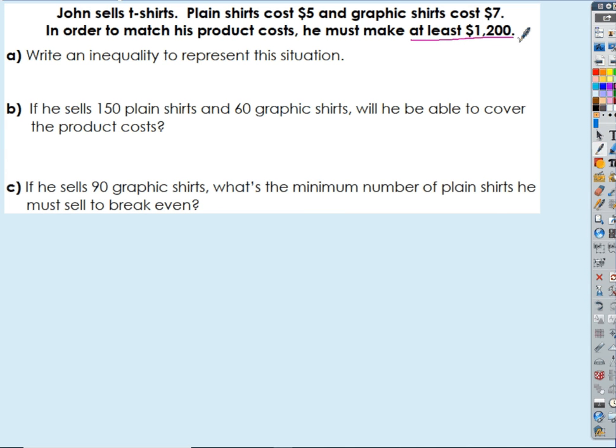If we want to set this up, if we want to write an inequality, let's try doing that. So what's an expression that's going to tell us how much money he's making? If the plain shirts cost $5, what do you think? 1,200 is greater than or equal to 5x plus 7y. Okay, and you're saying, let's define what x is. So x is what then? Number of plain shirts. And then y must be number of graphic shirts?